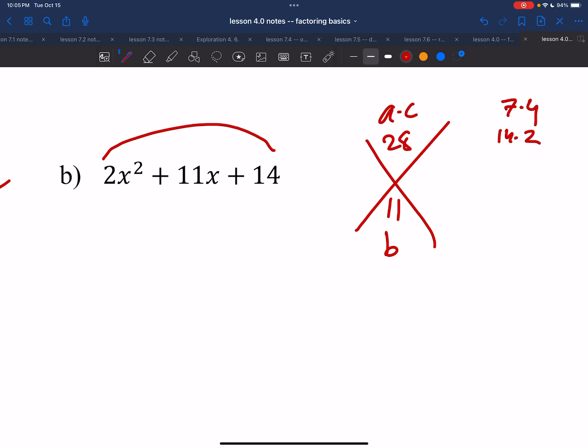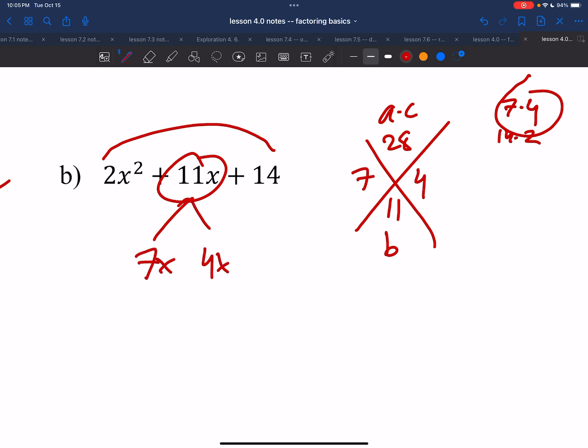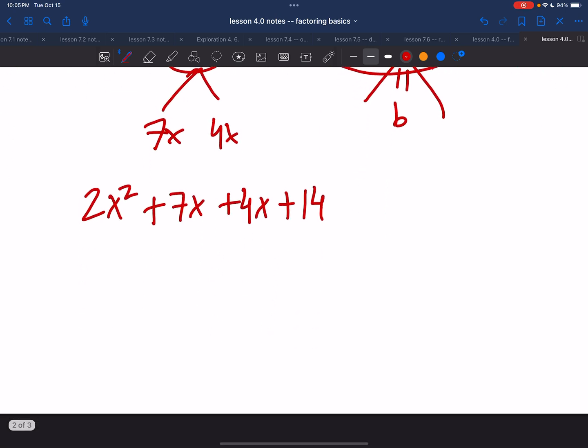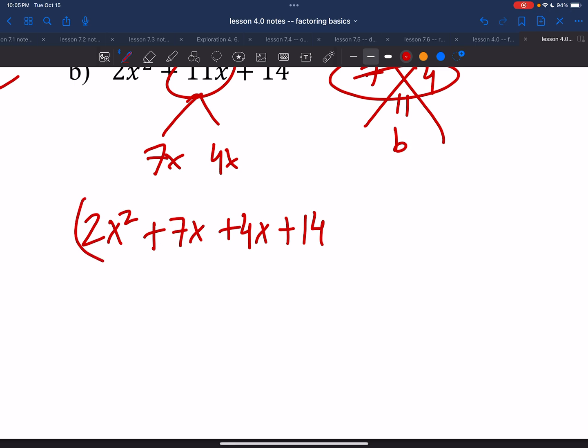And that's kind of it. You can do 28 and 1. But it should be pretty evident that it's 7 and 4. And so you're going to take 11x and split it into 7x and 4x, okay? Because it's this middle term here. So I say 2x squared plus 7x plus 4x plus 14, okay? And then you can group these.